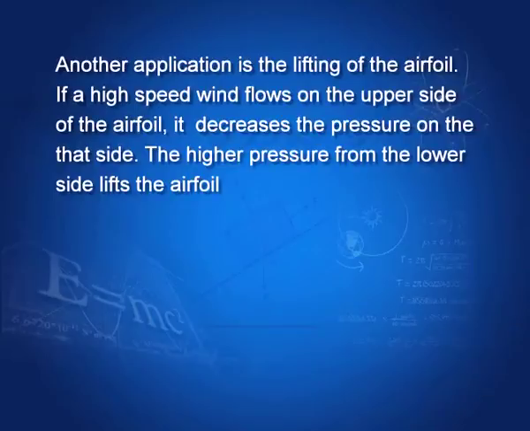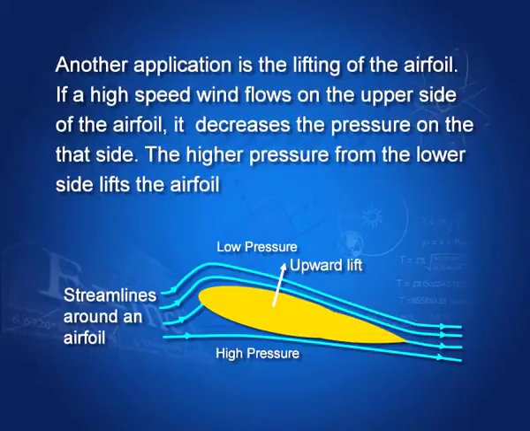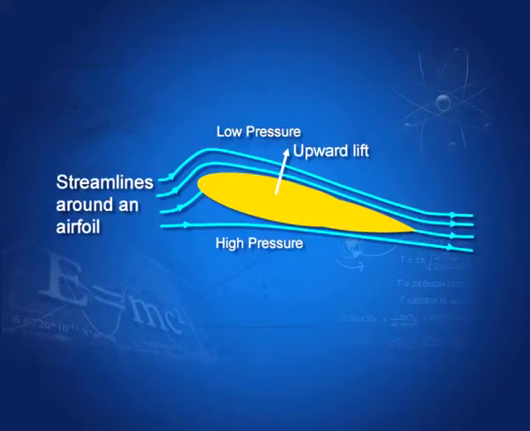Another application of Bernoulli's theorem is in the lifting of an airfoil. Airfoil, I told you in the last lecture, is a specially shaped object, and the streamlines go as shown here, some over and some under this. Speed is high in the upper region above this airfoil. Then what happens? If the speed is high, the pressure becomes low, and the high pressure from below pushes the airfoil up. There is an upward lift, and this is what we make use of in aeroplanes.